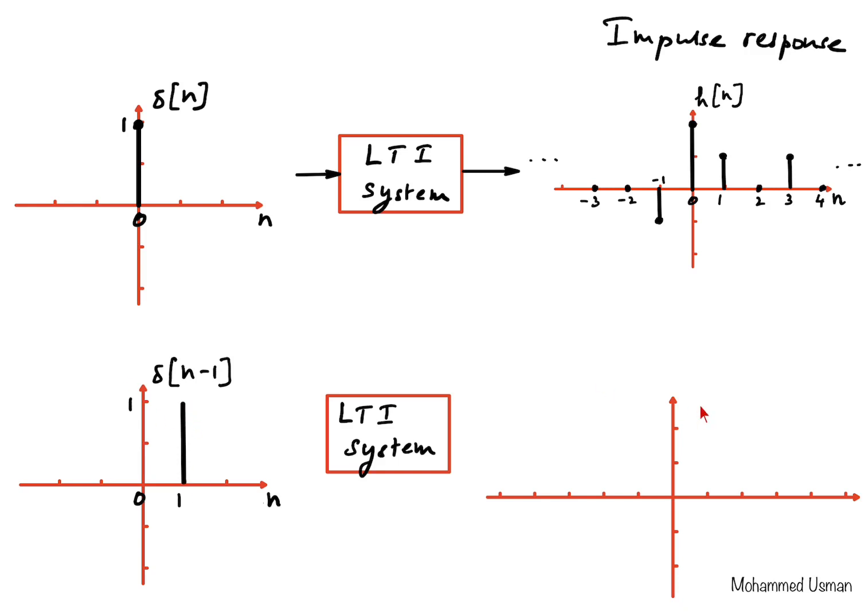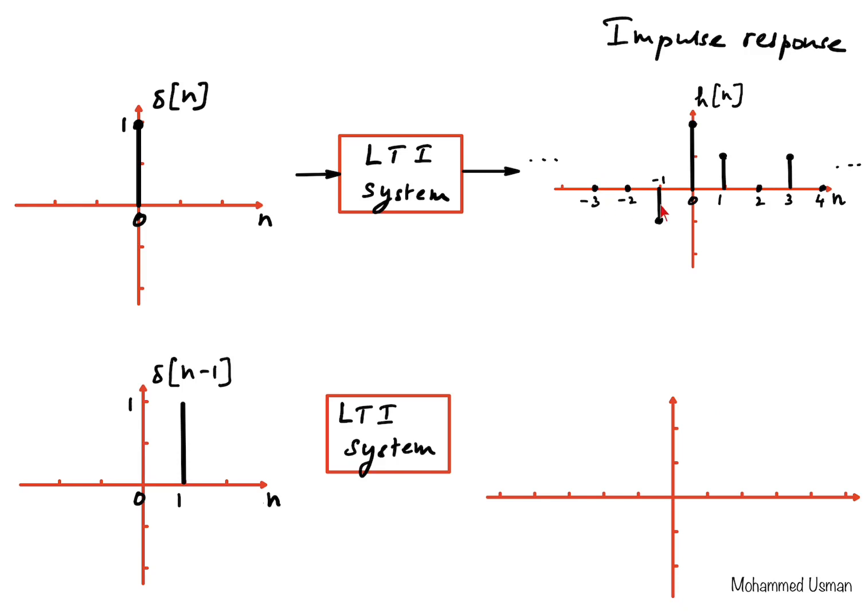What will be the corresponding output? Since we say that this system is a linear time invariant system, for a time invariant system, any shift in the input, if we have shifted this delta of n and made it delta of n minus 1, will produce a corresponding shift in the output as well. So when the input is delta of n, the output is h of n. Similarly, for a time invariant system, if the input is delta of n minus 1, which is delta of n shifted to the right by 1, the corresponding output will be this h of n also shifted to the right by 1. So we will plot this.